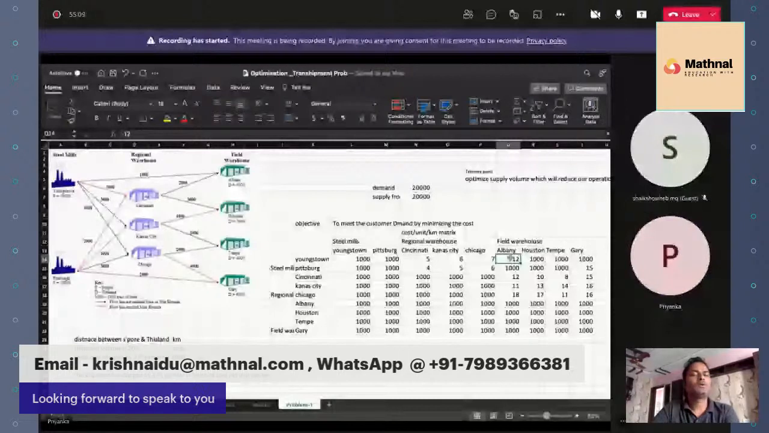Kansas is doing Cincinnati, Kansas, and Chicago. Okay, it's fine. Now Pittsburgh is doing 3 locations. It is doing Gary also, right? Okay, 4 locations. Fine. This is our cost per unit per kilometer matrix. This is fine.